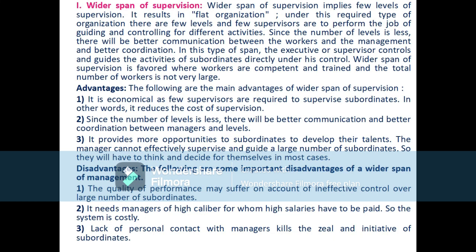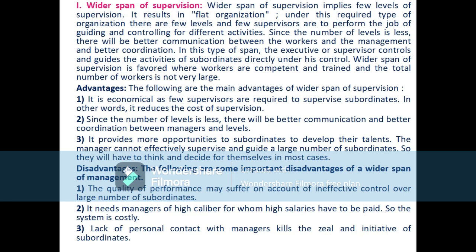And the third advantage is that it provides more opportunities to subordinates to develop their talents. The managers cannot effectively supervise and guide a large number of subordinates, so they will have to think and decide for themselves in most cases. We all know that in wider span of supervision, a flat organization is maintained, and only a minimum number of supervisors will be there. So he cannot see all the subordinates, and his presence cannot be expected everywhere in the organization. Therefore it creates an opportunity for the subordinate to develop his talents. Why? Because the supervisor is not there all the time to guide him, so he has to solve his problems and think and decide for himself.